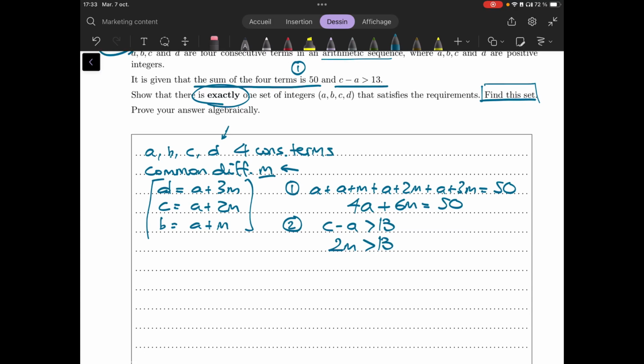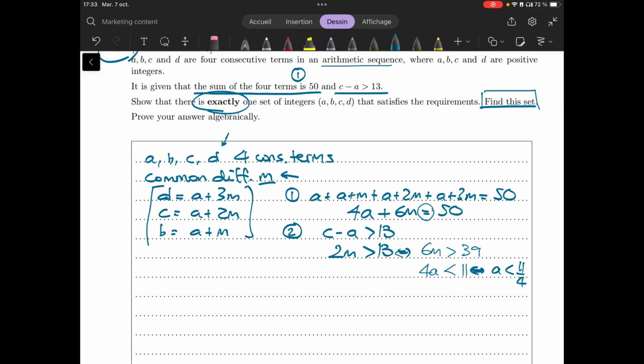How can we use these pieces of information? We know that 2M is greater than 13. That means that 6M is greater than 39. That means that 4A has to be less than 11 because the sum of the two is equal to 50. Thus A is less than 11 by 4. We also know that A is a positive integer. That means that A is equal to 1 or A is equal to 2.